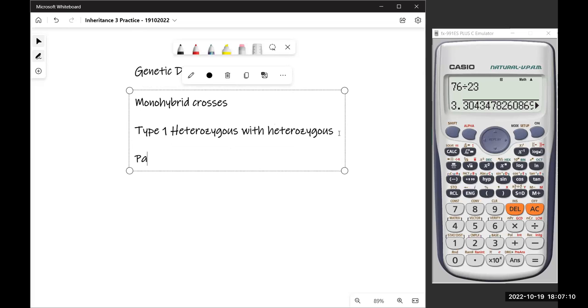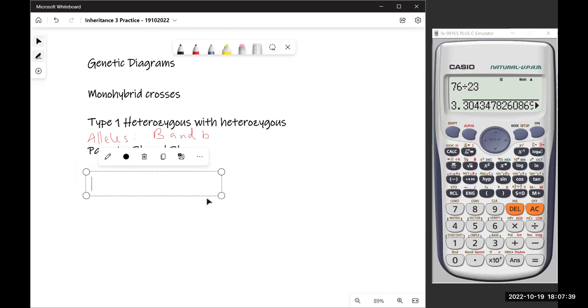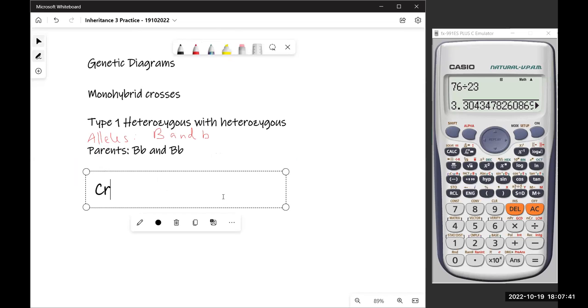Finally, you'll have parents, which will be, let's take, we'll take. Now, what is the meaning of heterozygous? Heterozygous means that you have two types of alleles. Let's write the allele here. The alleles are B and small b. Now, if you have both of these, then you're heterozygous. Cross.